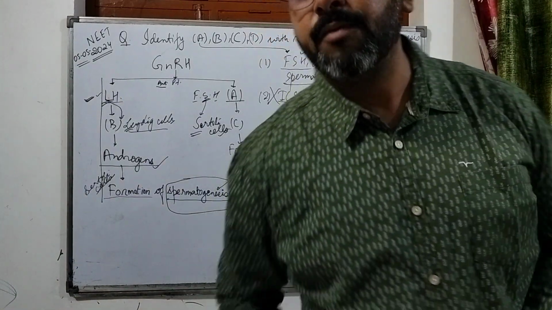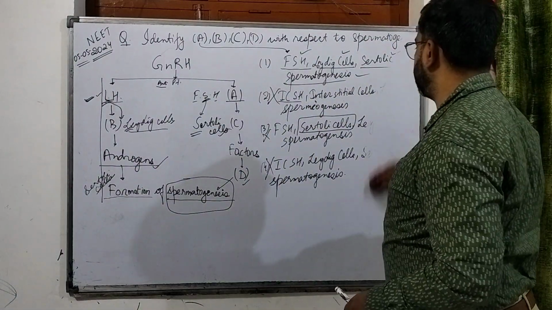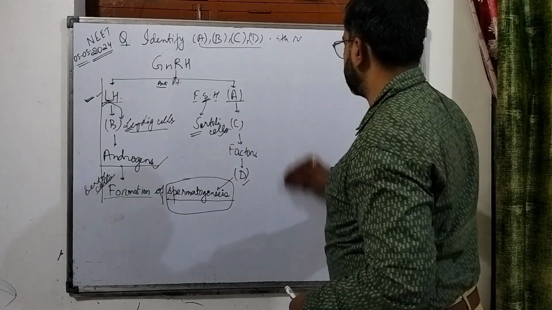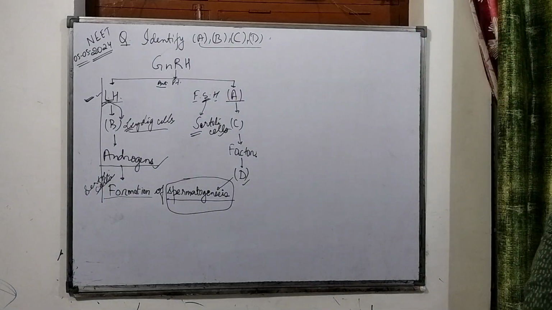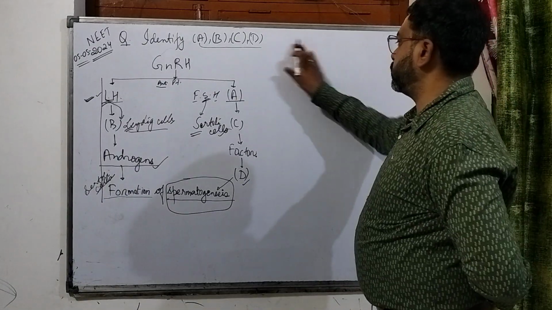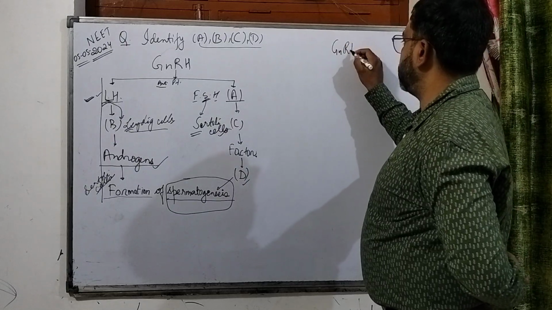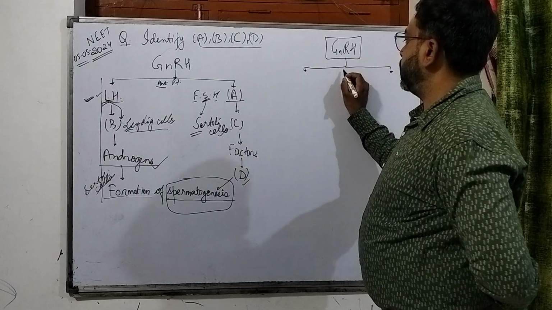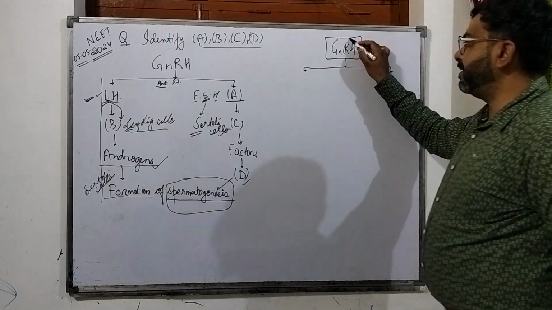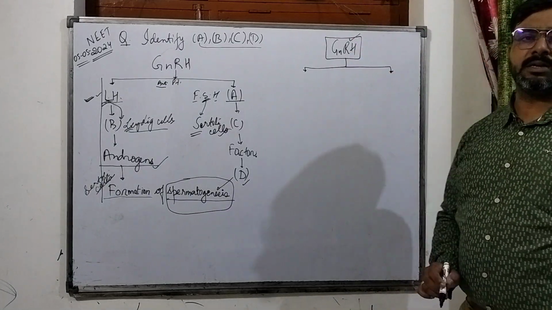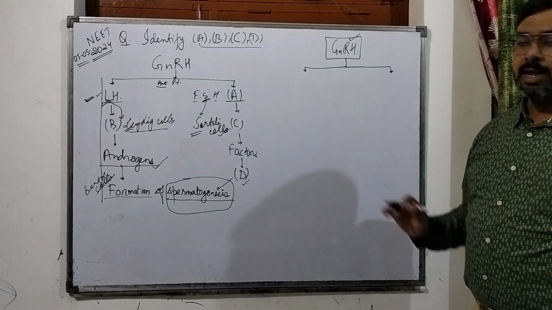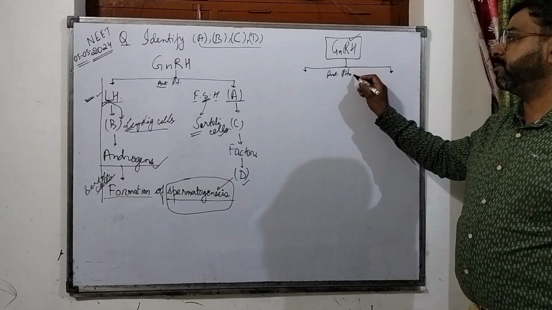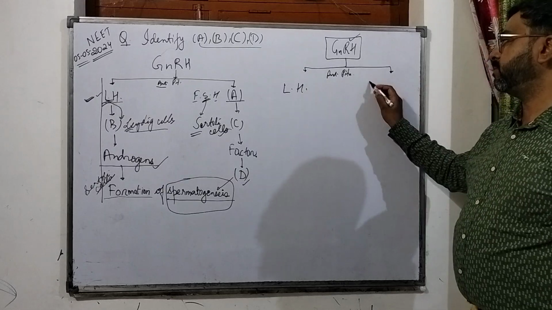Now let me show the things regarding the human female. If this question had been asked for human females, how would we answer it? Let us look at the same chart with respect to human females. Similarly, GnRH will be released from the hypothalamus on the onset of puberty. The hypothalamus releases two kinds of factors, one releasing factor and another inhibiting factor. Here it is a releasing factor. It will promote the anterior pituitary, and the anterior pituitary will release the same LH and FSH.